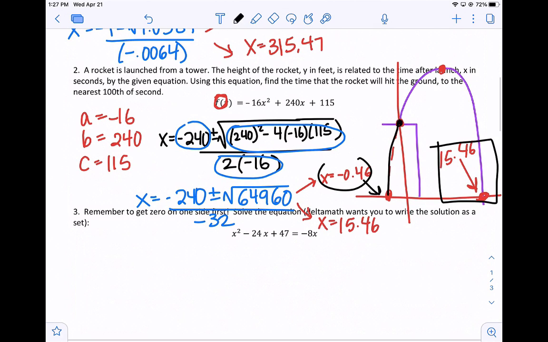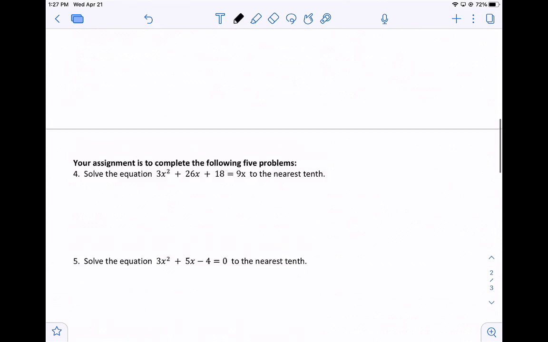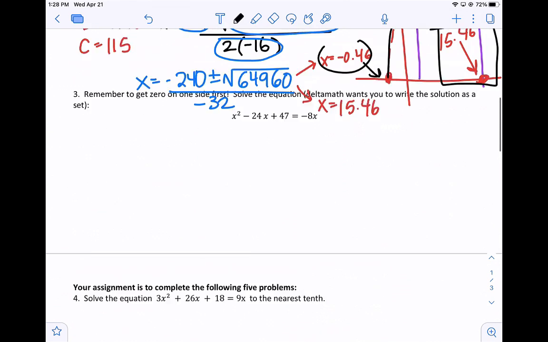All right, so we've taken a look at two situations where you might use the quadratic formula to find where something hits the ground. And remember, one more hint, and then I'm going to give you some time to work. There's 5 problems for you to try.